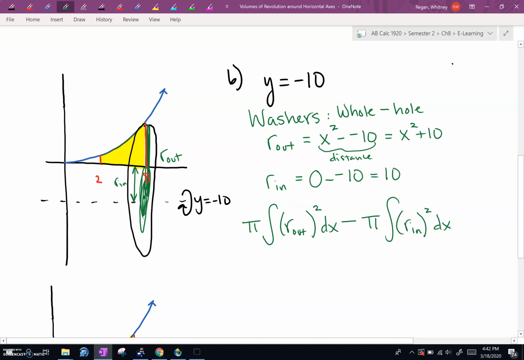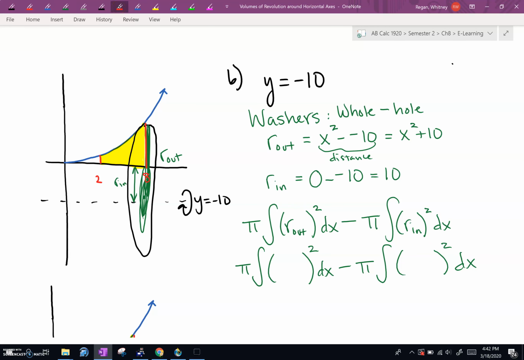You can sometimes see this as two integrals. I like to remind myself that I'm subtracting two separate things, or as a single integral. I prefer to, totally up to you. I'll take it either way, but let's do it for this one. So again, we still have pi integral something squared dx minus pi integral something squared dx. What we're going to put in are actually our R in and R out.